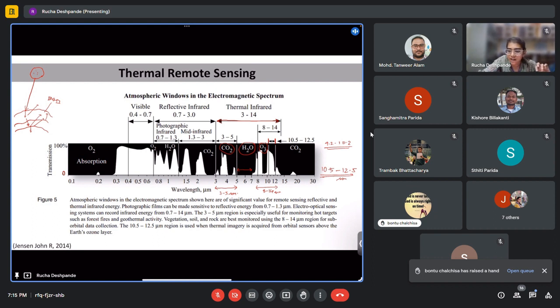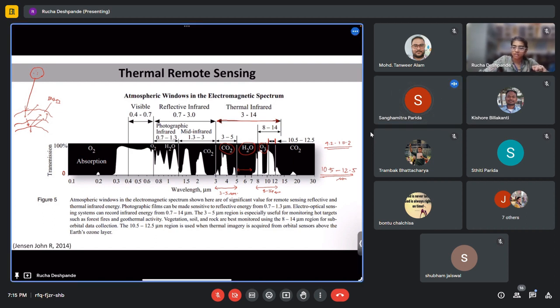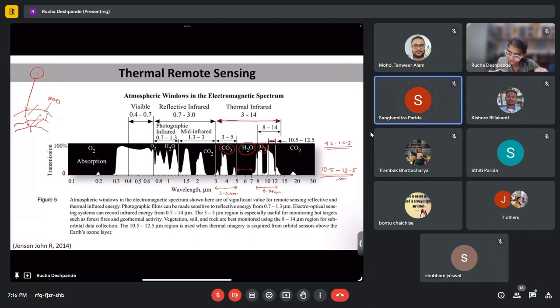Someone has raised a hand. So, you said something in the range. What happens in the range of 10.5 to 12.5 micrometers? Yeah.